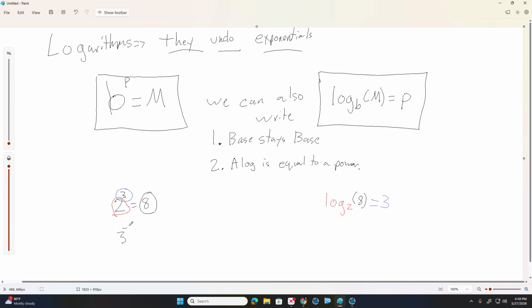3 to the negative 2 is 1 over 9. I can rewrite that. The log base 3 of 1 over 9 is negative 2. Making sure that I'm matching up the base and the power. 10 to the 5 is 10,000.